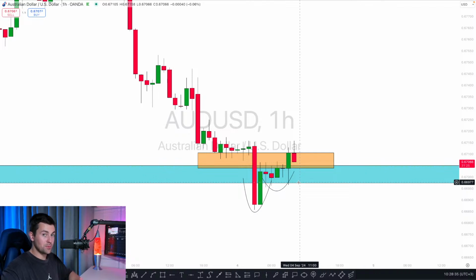So once we spotted the pattern, what is next? Is the formation of the pattern by itself the trigger for us to open the trade? Is it the signal for us to open a long position? No.